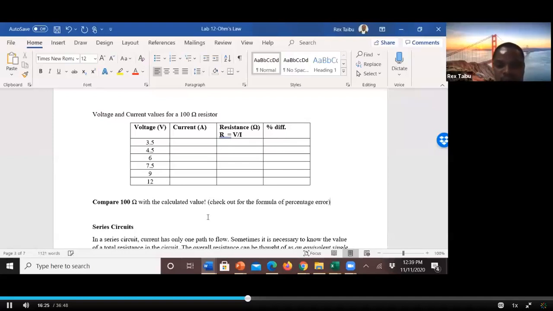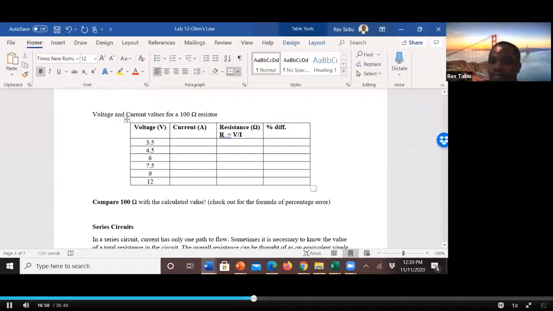You can review it by going back to lab number 2. There's a formula. It's just 100 minus whatever you get here, divided by 100, that's the known value, times 100%. Then you have the percentage difference.